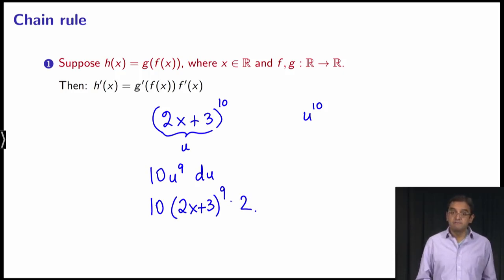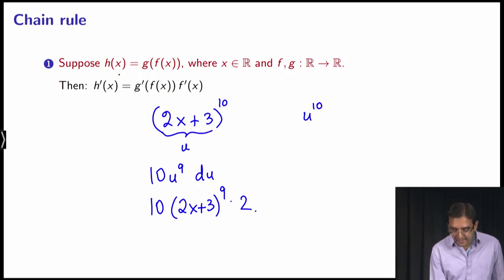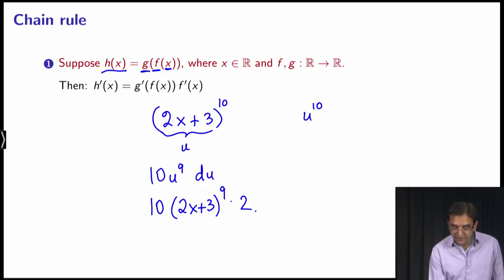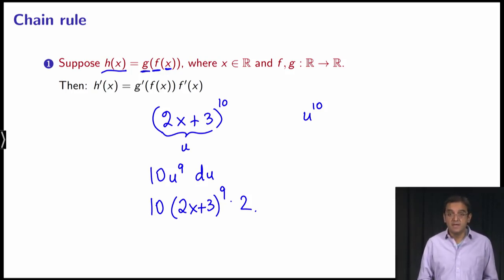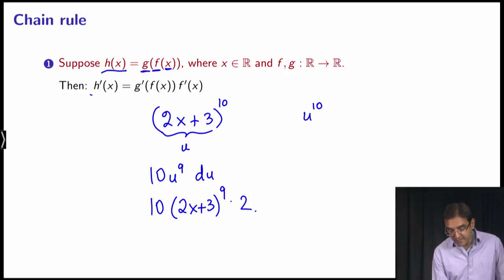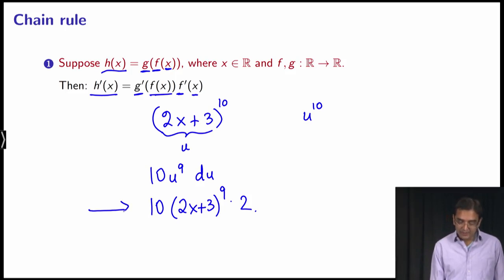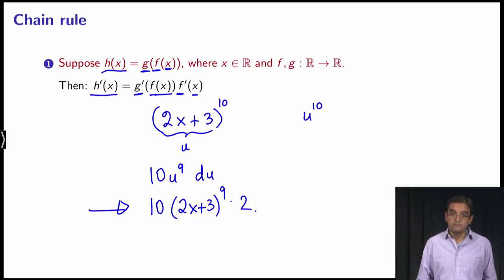That's the derivative. More generally, let's say you have a function h, which is a composition of two functions. h of x is the result of taking x and first applying function f to it, and then applying function g to the result, g of f of x. Then the derivative of h of x is just the derivative of g applied at f of x times the derivative of f at x. And that's exactly the rule we used over here, the chain rule.